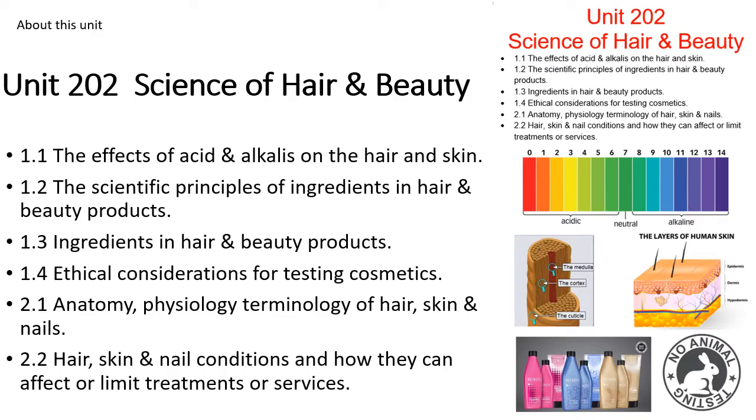Here is a header sheet that I would stick in the books on the right hand side. The Unit 202 sheet just displays everything that the students will be learning in Unit 202. Unit 202 is all about the science of hair and beauty. It's the hardest unit of the whole course. There are only 3 units, 201, 202, 203.